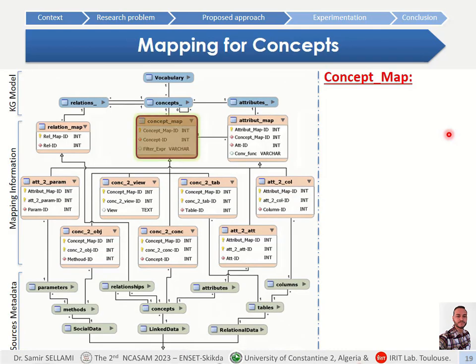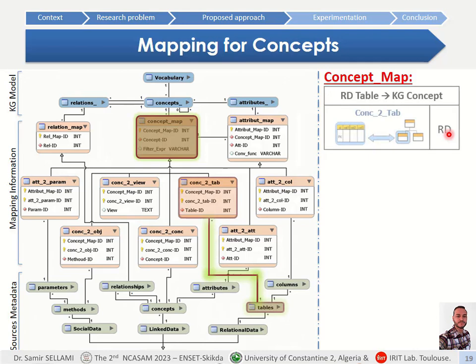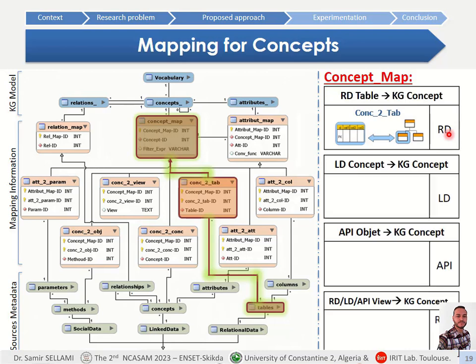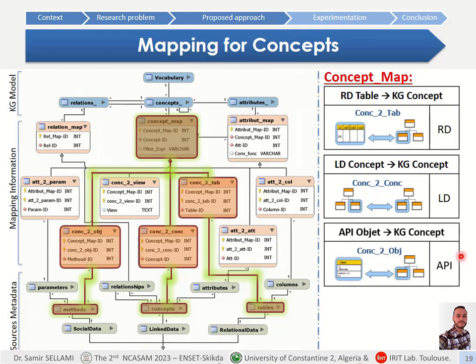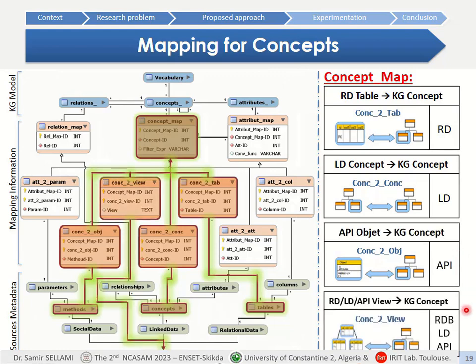So for concept or concept map, we have the following cases. The first case is a direct mapping between a table in a relational database to a concept in the knowledge graph. The second case is a direct mapping between a concept in a linked data source to a concept in the knowledge graph. The third case is a direct mapping between an object in a web API to a concept in the knowledge graph. And the fourth case, when the mapping is indirect, we define a SQL, SPARQL, or HTTP view to a concept in the knowledge graph.